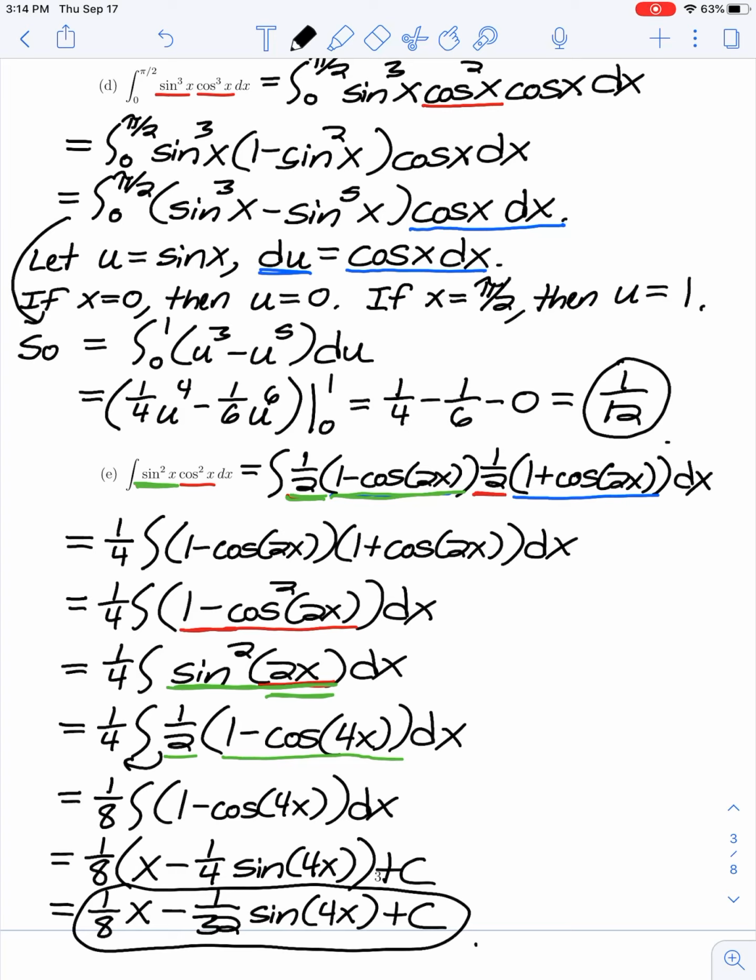Or, as we saw in this last example, part E, what's a little trickier is if we only have even powers of sine and cosine. In that case, we have to make use of these trig identities involving sine or cosine x squared to rewrite our integral in terms of lower order powers of either just sine or just cosine.